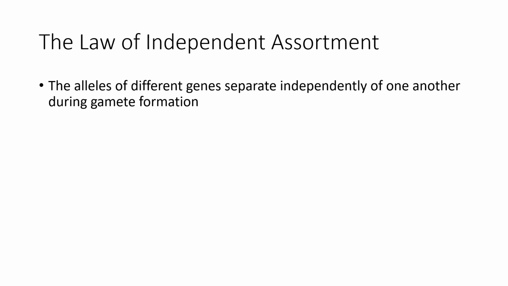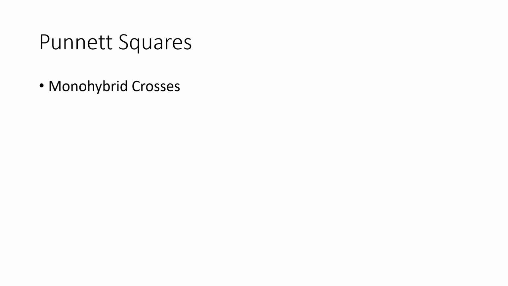The law of independent assortment: the alleles of different genes separate independently of one another during gamete formation. That's related to what we just talked about. So we are going to study heredity, and we're going to start with looking at Punnett squares. So we are going to do this in class when I see you all again.